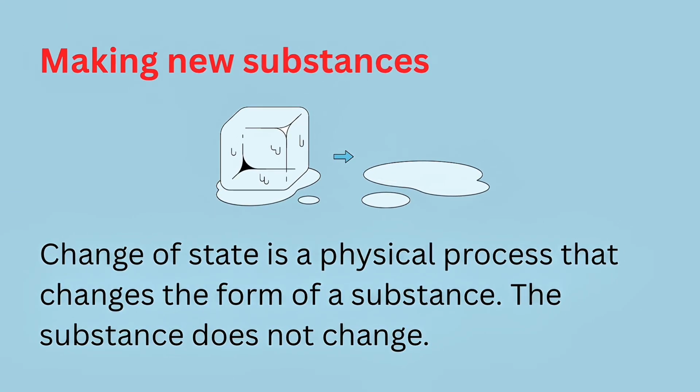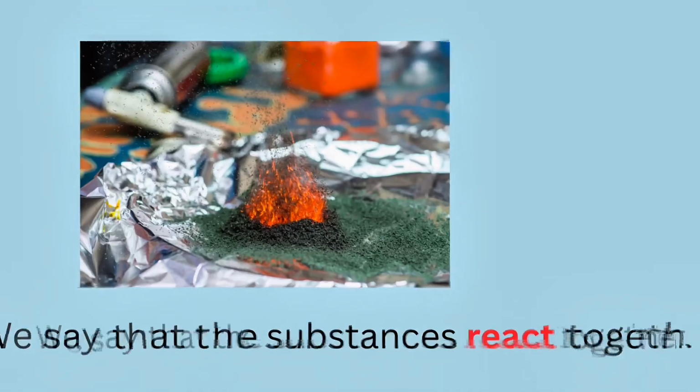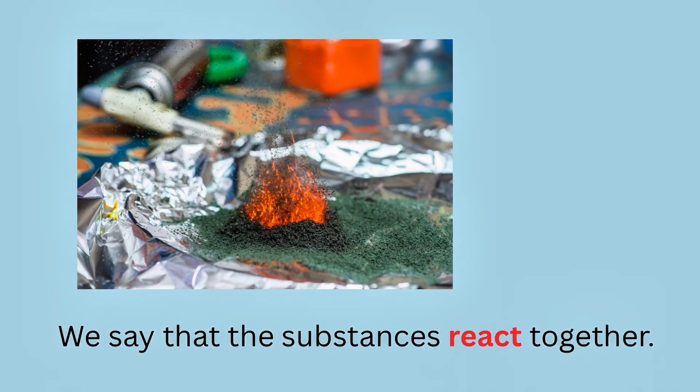Change of state is a physical process that changes the form of a substance. The substance does not change, but once some substances are mixed together, they change and form a new substance or material. This is called a chemical reaction. We say that the substances react together.